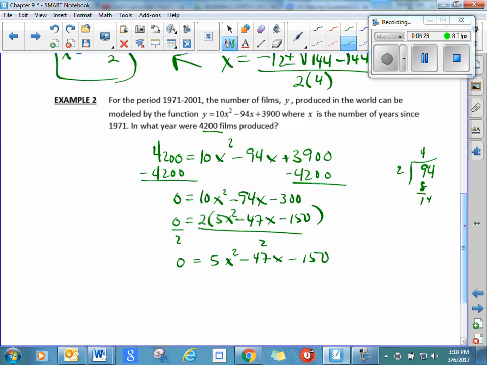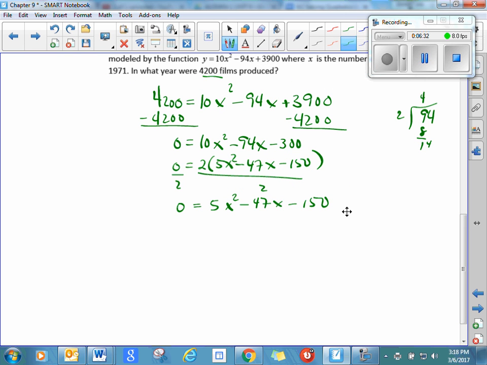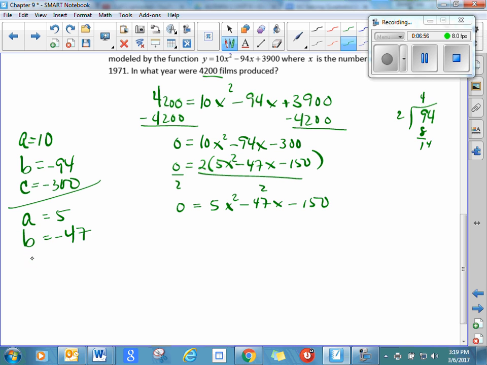So I'm going to let you guys suffer through this on your own, and when we get together, I want to see what your answer is. But you can either choose to use A as 10, B as negative 94, and C as negative 300, or you can go with the reduced version and use A as 5, B is negative 47, and C is negative 150. And we'll see what you come up with. You should come up with the same answer I did, and we'll talk about it in class.